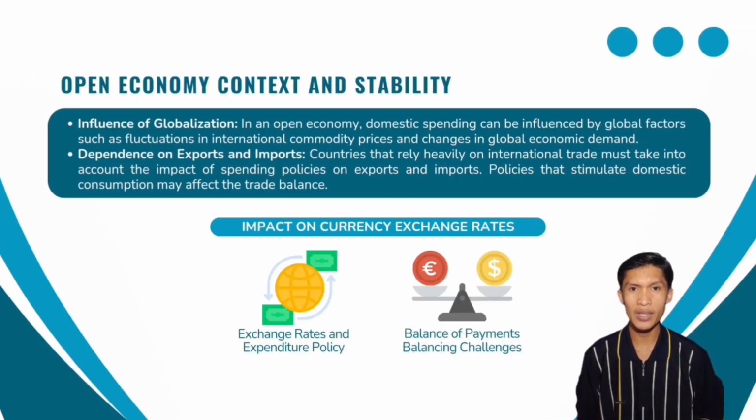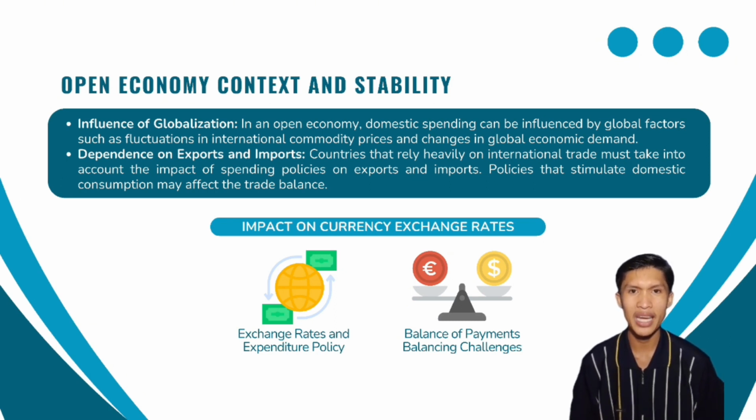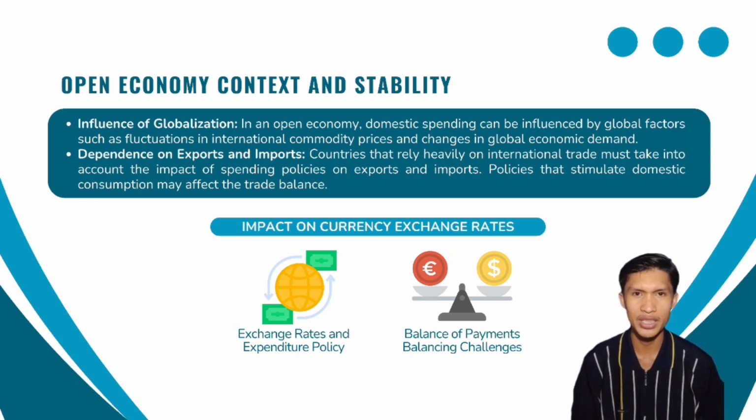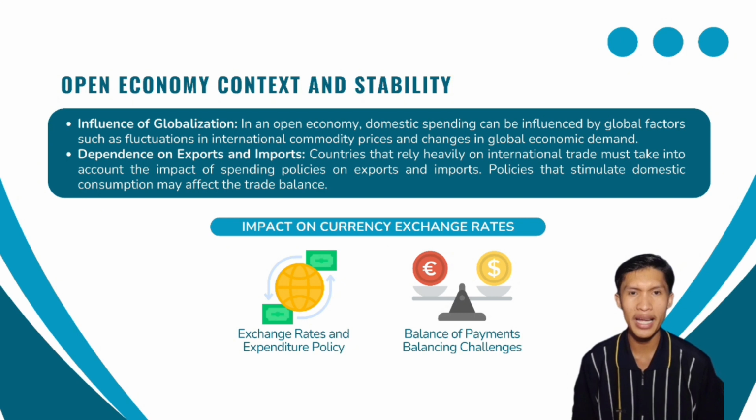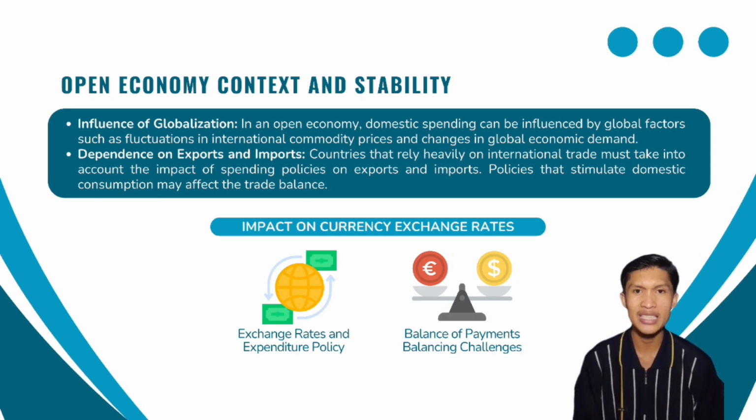And on this slide, I will explain about open economic context and stability. The first, influence of globalization. In an open economy, domestic spending can be influenced by global factors, such as fluctuation in international commodity prices and changes in global economic demand. The second, dependence on export and import. Countries that rely heavily on international trade must take into account the impact of spending policies on export and import. Policies that stimulate domestic consumption may affect the trade balance.